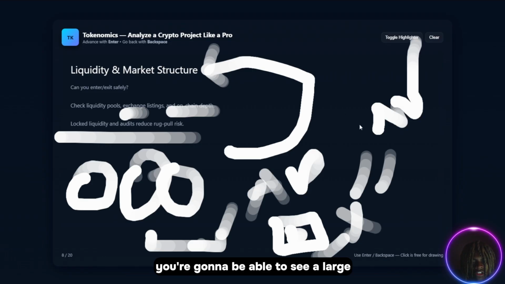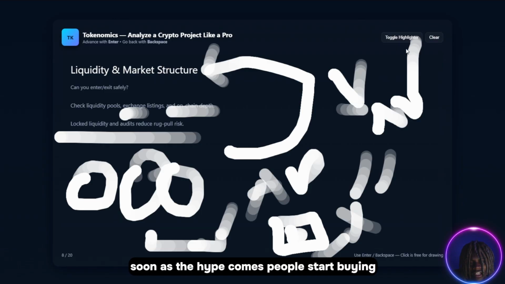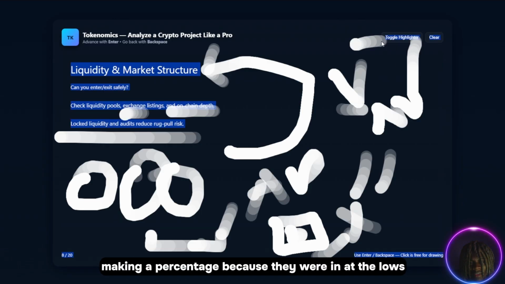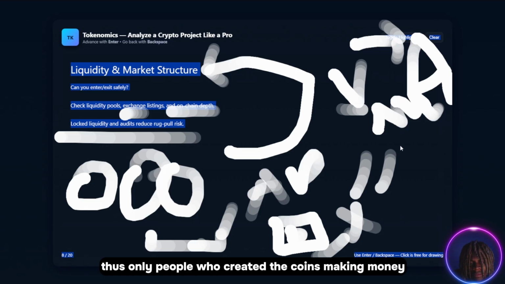They're trying to promote the coin with ads and false hype. They get in at the bottom of the coin. You're going to be able to see a large percentage of who owns the coin, and a lot of the time it's the people who own the coin at the bottom. As soon as the hype comes, people start buying. They're going to sell at the highs, making a profit because they are in at the lows, selling it straight down, and it's just going to go straight down because it doesn't have any real perceived value. Thus, only the people who created the coin make money, and everyone else who got into it got, quote unquote, rug pulled on.